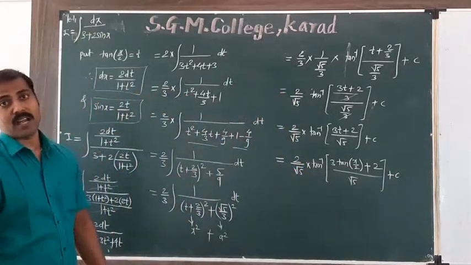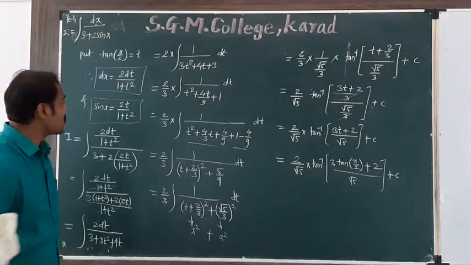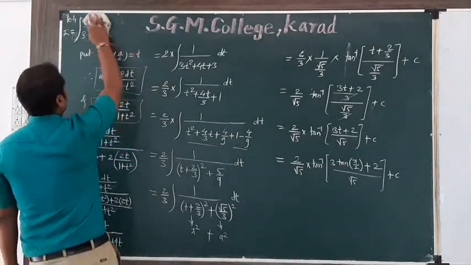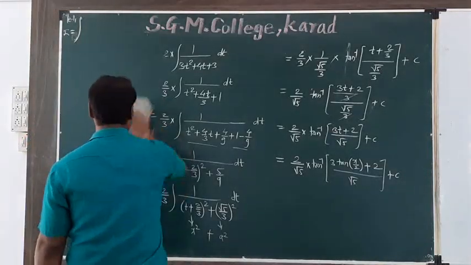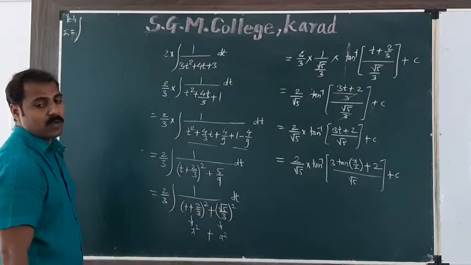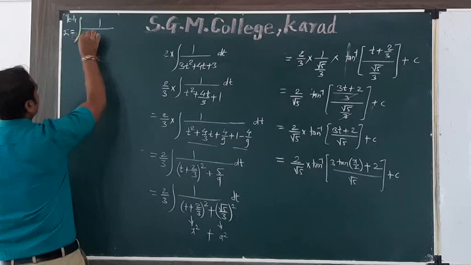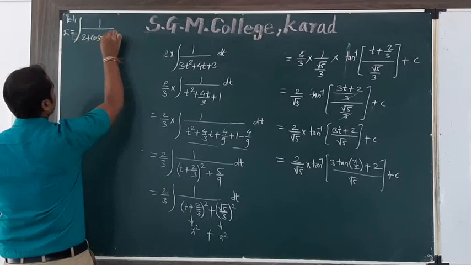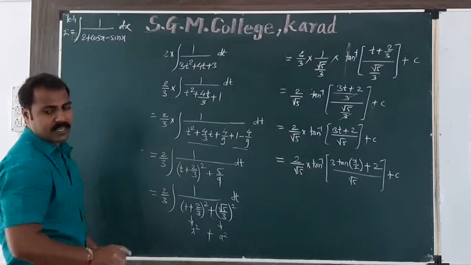Here is the final answer of the given question. Now the second question is: evaluate the integration of 1 upon 2 plus cos x minus sin x dx. Okay, here is the second question.